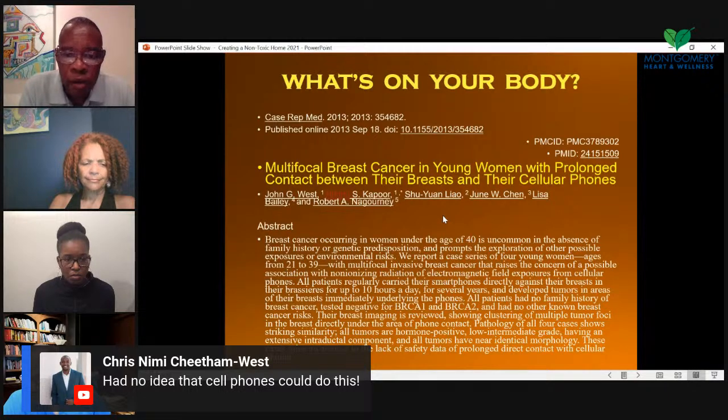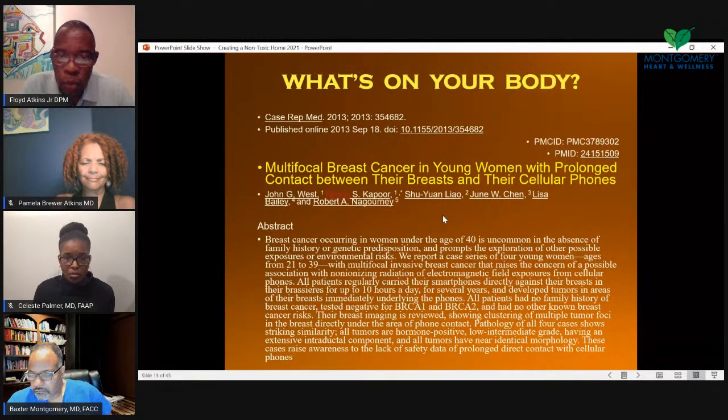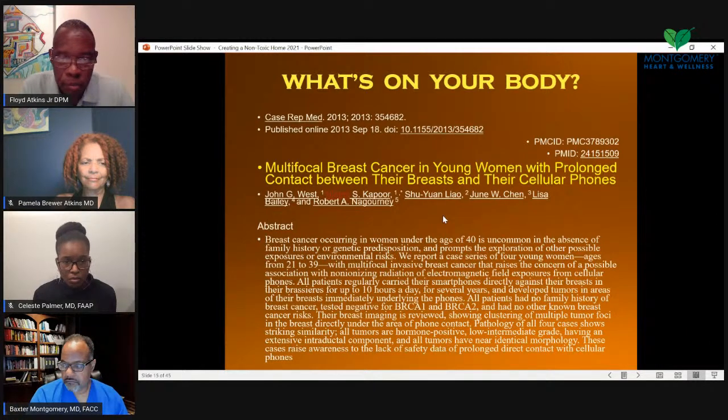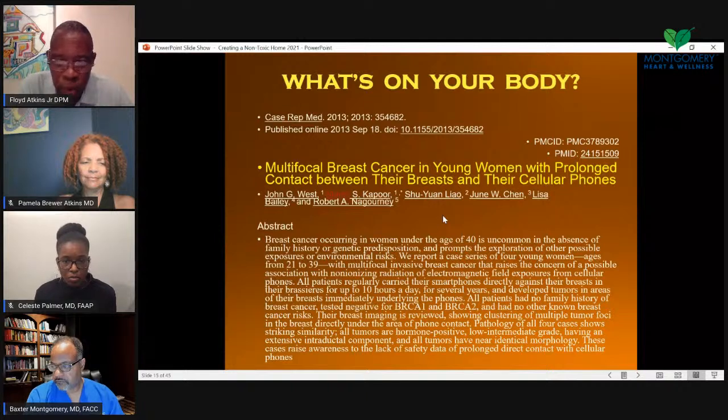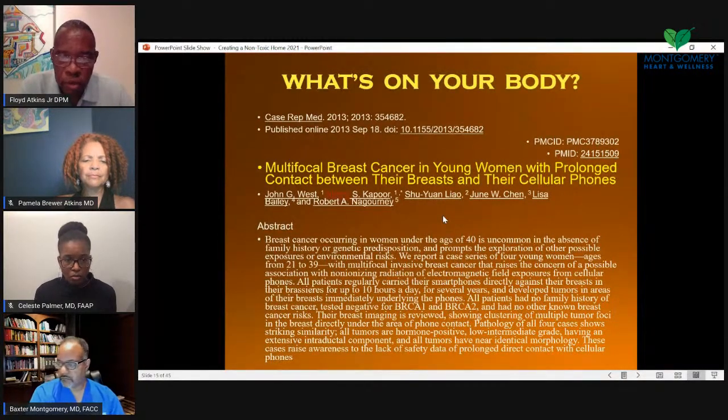It says breast cancer occurring in women under the age of 40 is uncommon in the absence of family history or genetic predisposition, and prompts the exploration of other possible exposures or environmental risks. We report a case series of four women ages 21 to 39 with multifocal invasive breast cancer that raised concerns of a possible association with non-ionizing radiation of electromagnetic fields from cell phone exposure. All patients regularly carried their smartphones directly against their breast in their brassieres for up to 10 hours a day for several years, and developed tumors in the area of the breast immediately underlying the cell phones. All patients had no family history of breast cancer, tested negative for BRCA1 and BRCA2, and had no other known breast cancer risks. Their breast imaging was reviewed and showed clusters of multi-tumor foci in the breast directly under the areas of the cell phone.